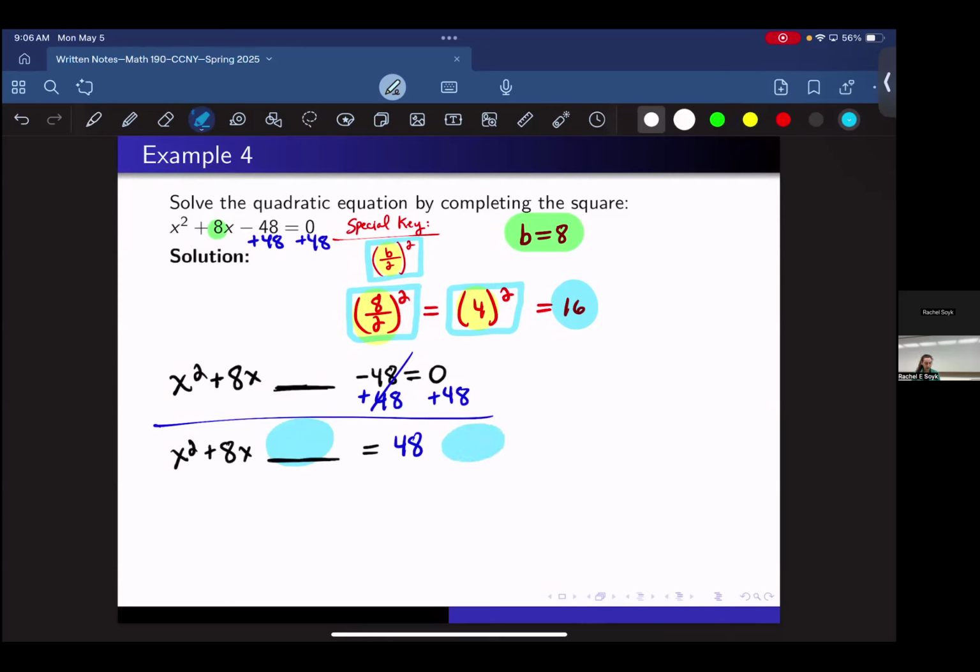Remember, we're manipulating this equation, not changing it. We're going to add 16 to both sides to keep it balanced. And now you can clearly see that the left-hand side can be factored. This is a perfect square trinomial. It can be factored using that yellow guy that we have. It's just x plus 4, which is the same as x plus 4 in parentheses squared.